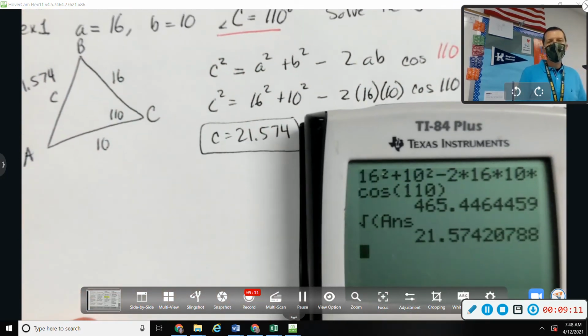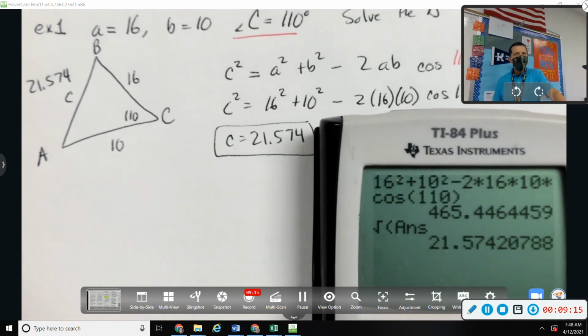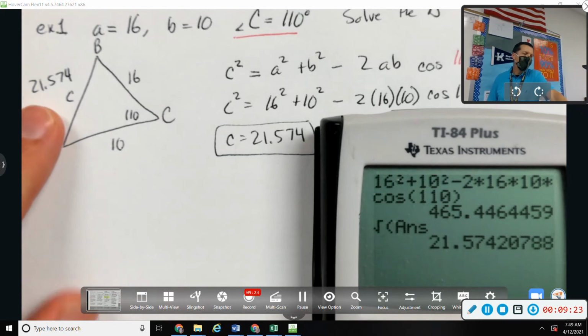Again, just type it in the calculator. Don't forget to square root it. Although, if you were paying attention and looking at your picture, and you try to tell me that this side is 10, this side is 16, and this side is 460, hopefully you'd realize, wait a minute, that doesn't seem right. Something is off. And then maybe you'd figure out what happened.